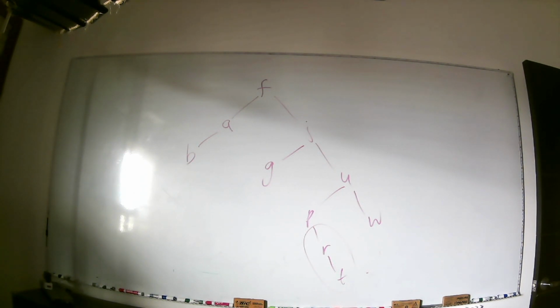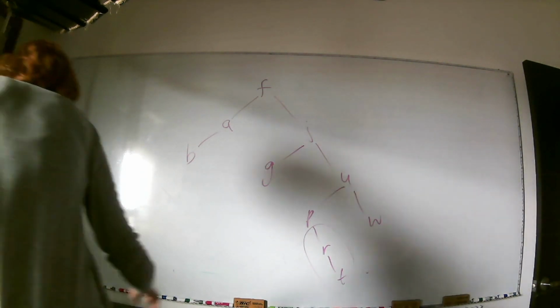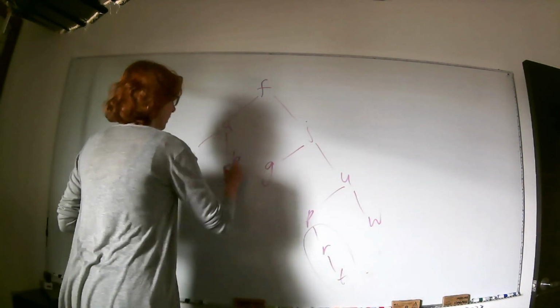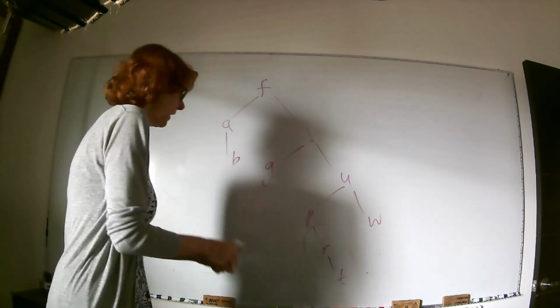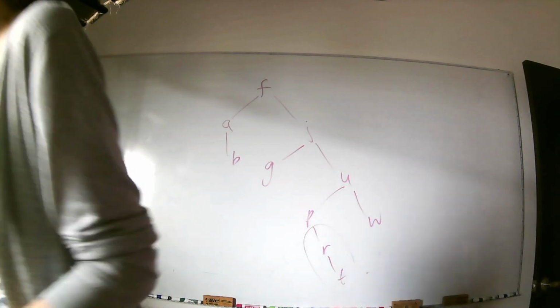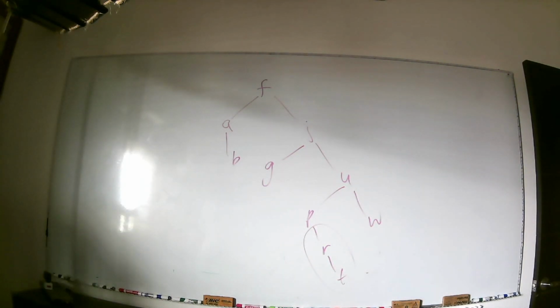Okay, so I'm gonna add the same stuff again. There's going to be an F, and there's going to be an A, and then there's going to be a B. I actually threw the B on the wrong side. The B should have also been on this side. Then we have a J. J is going to have children that are a G and U. Then I'm going to have a P and an R and a T and a W.